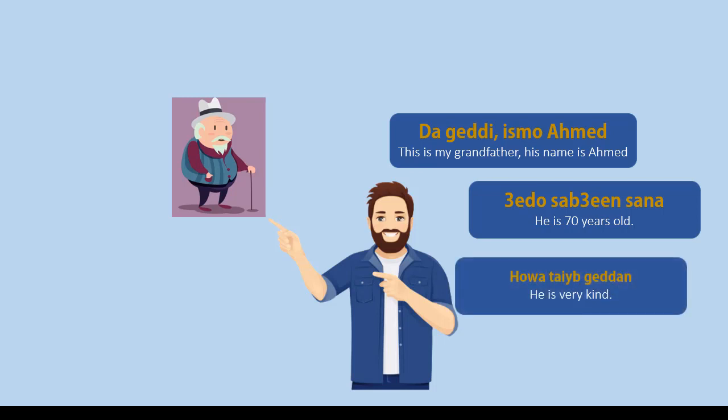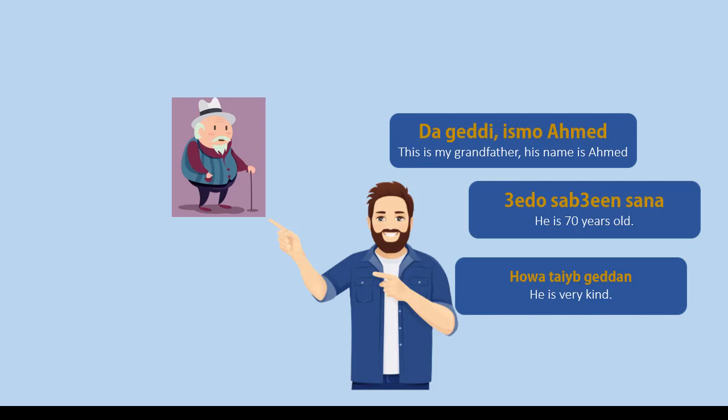هو طيب جدا. He is very kind. So this is if you're talking about a grandfather and you want to say he is very kind. He is a very good person. And if we want, we are Egyptians, if we want to describe someone, he's a very good person, he's a kind person, we say طيب.